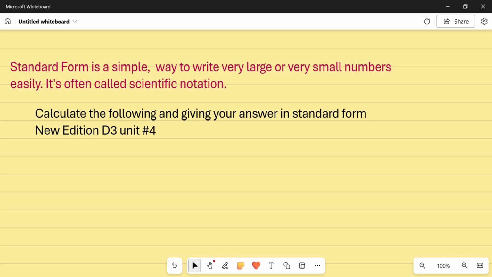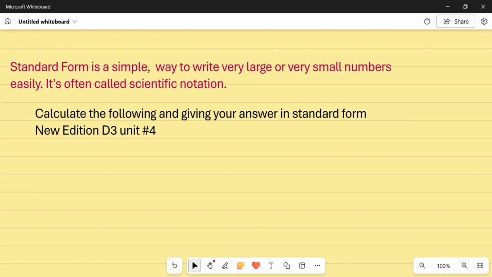Hello everyone. In this video, we will learn how to solve questions and convert them into standard form. Basically, standard form is a very simple way to write a very large number in an easier way. The second name for standard form is scientific notation.